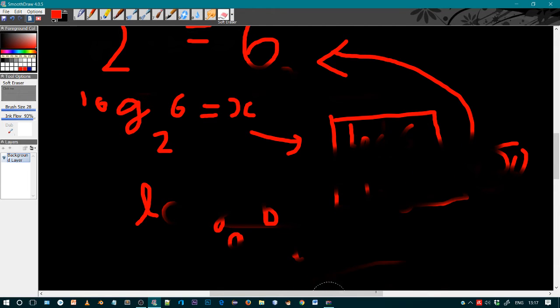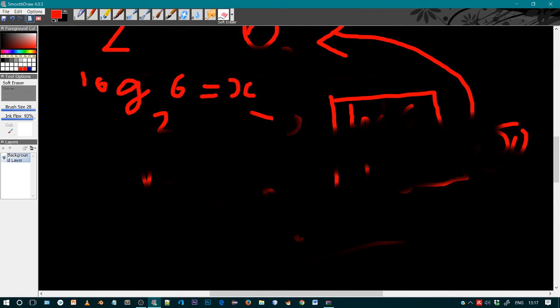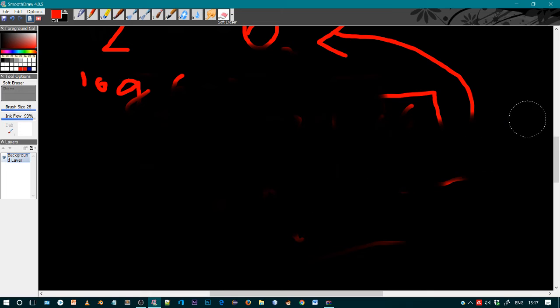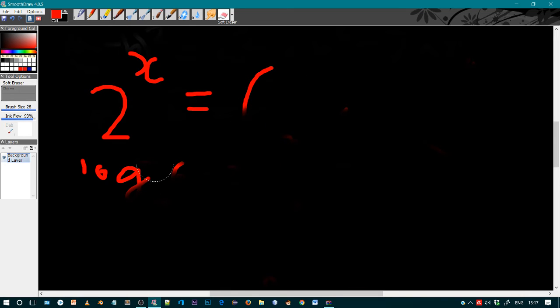Now we're going to solve problems about logs. I've explained what logarithms are and how they work. I hope you've understood this. Now we're going to go to problem solving of logarithms.